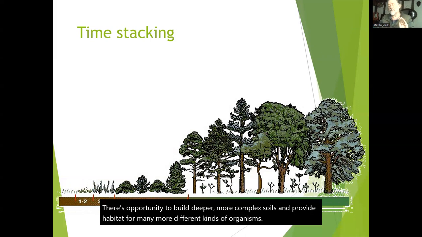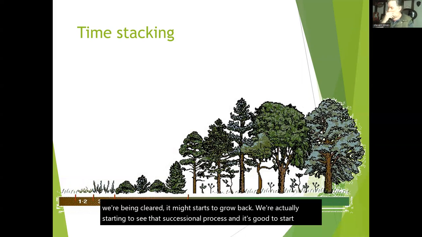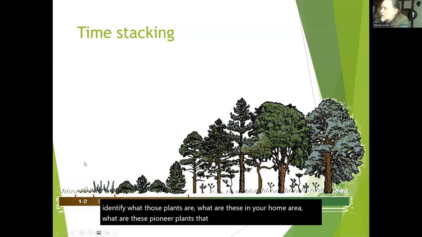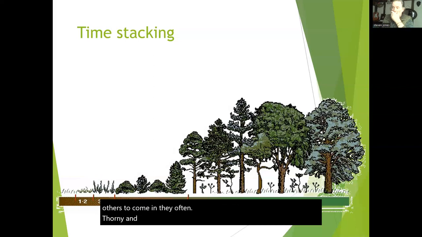We can observe this everywhere we go, where land is perhaps being cleared, it might start to grow back. We're actually starting to see that successional process. And it's good to start to identify what those plants are. What are these in your home area? What are these pioneer plants that come up first that can break new ground or bare ground and perhaps begin to establish the way for others to come in? They're often thorny and spiky. They often have to defend themselves from grazing animals.